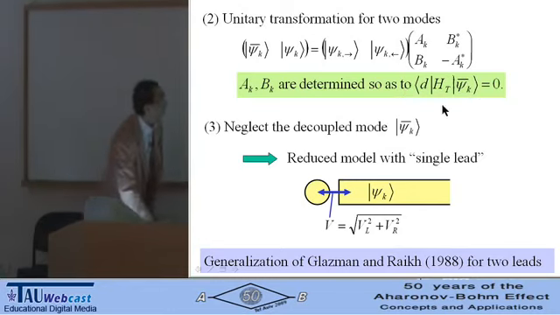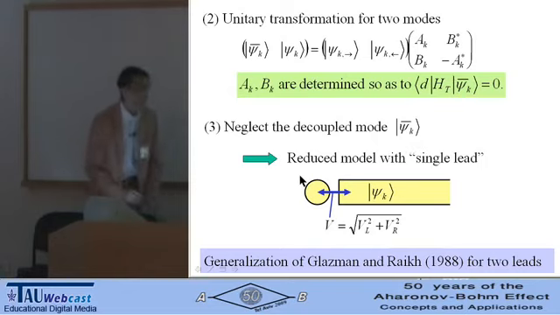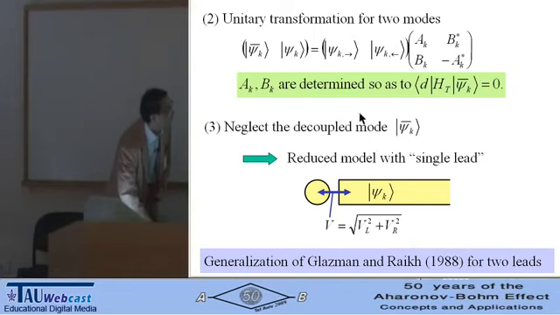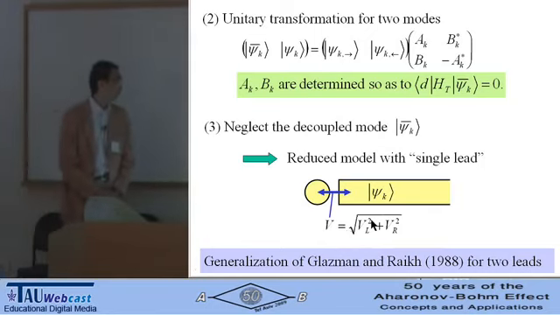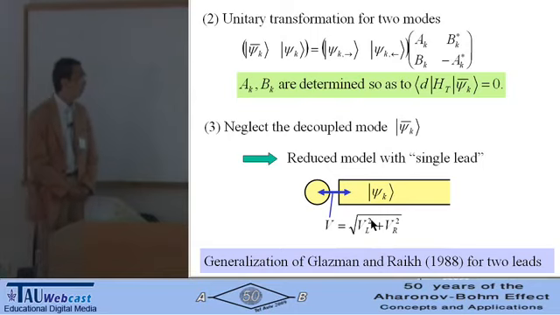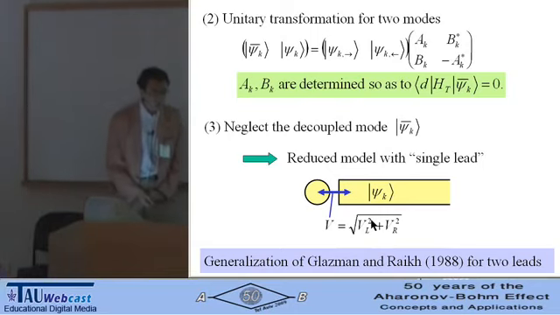And neglecting the decoupled mode, we make the reduced model with a single mode. And this mode is coupled to the quantum dot with this tunnel coupling. So this is the generalization of the paper by Grassmann and Reich to separate reeds.